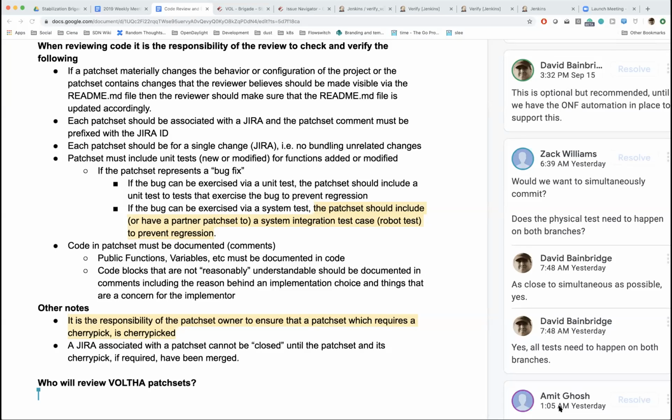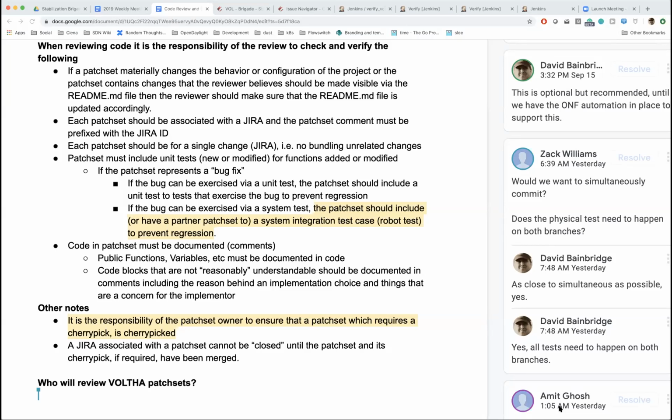It makes it easier both for cherry picking as well as just for understanding what's going on, to have a single change patch set. We're making sure that patch sets now include unit tests, and this can even start today, even though we haven't got the formalization around that.